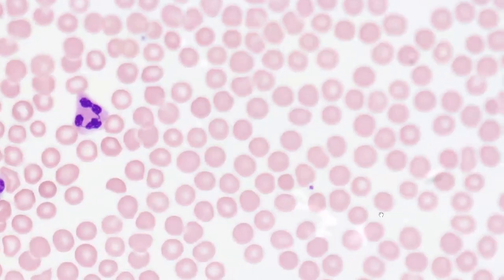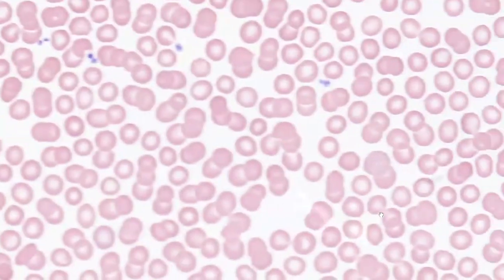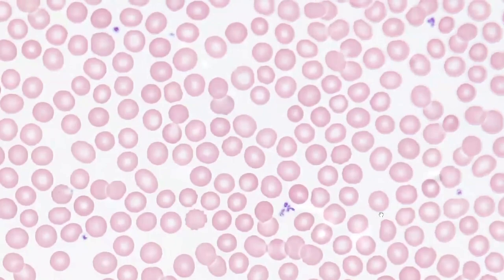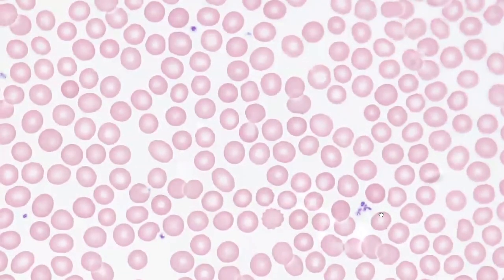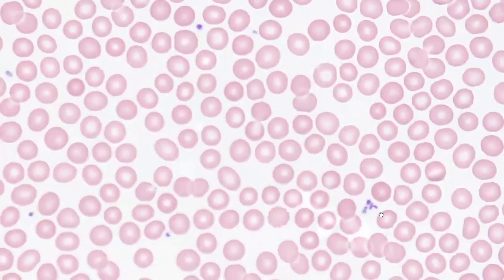And so on the converse side of things, if you go too far into the zone of Rouleau, you also lose your definitive red cell morphology as you have a lot of overlapping red cells. And so right here in the sweet spot in the middle of the zonal morphology is the best place to evaluate red cell morphology and platelet morphology.